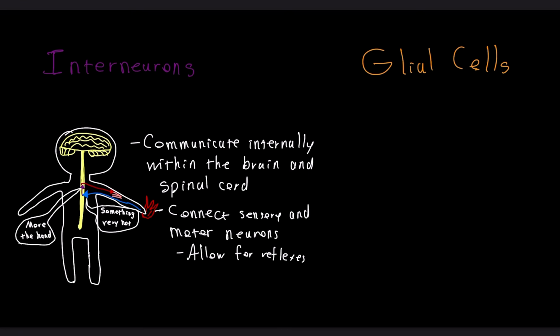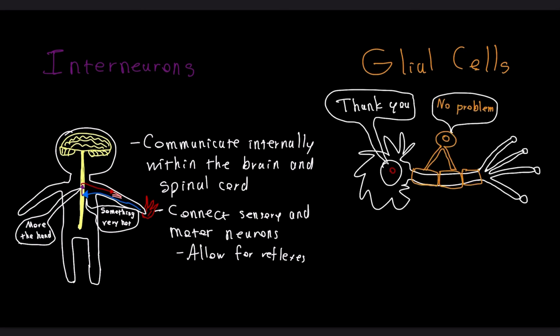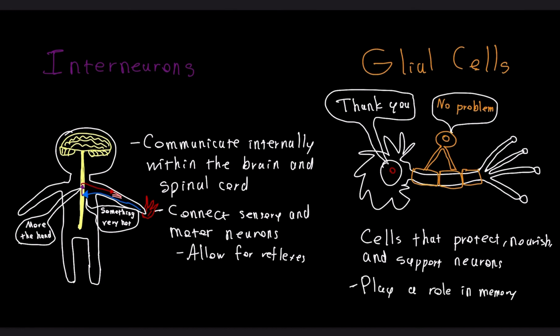Now, we have another type of cell. They aren't really neurons, but they're called glial cells. These are cells that protect, nourish, and support neurons. And what you need to know about them is that they play a role in memory.